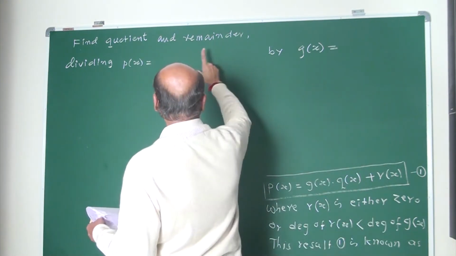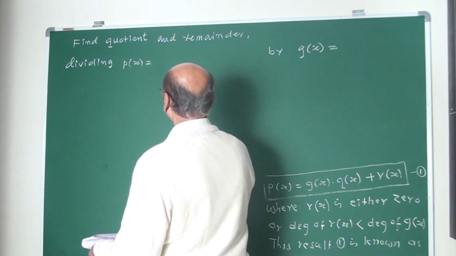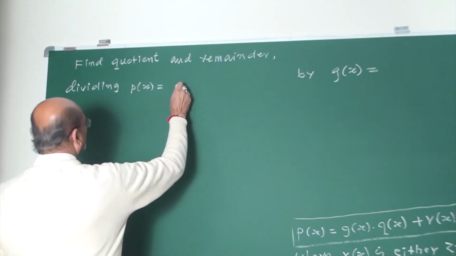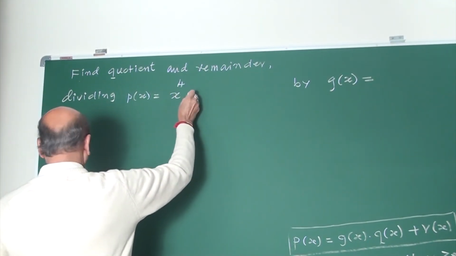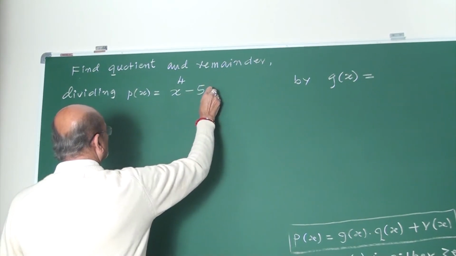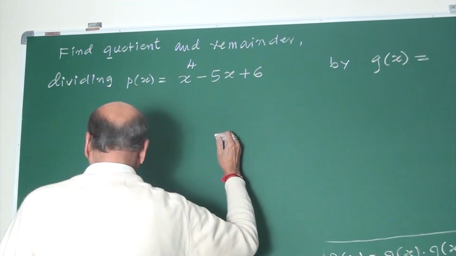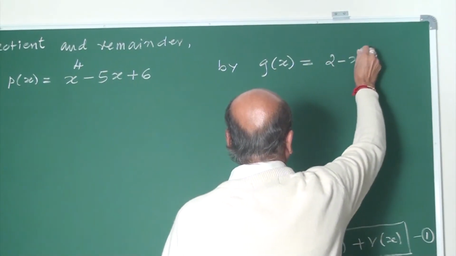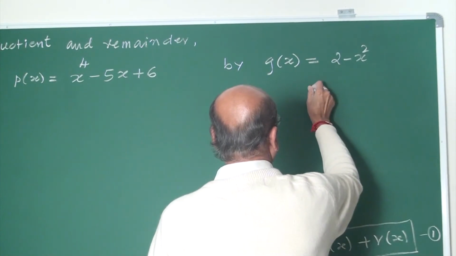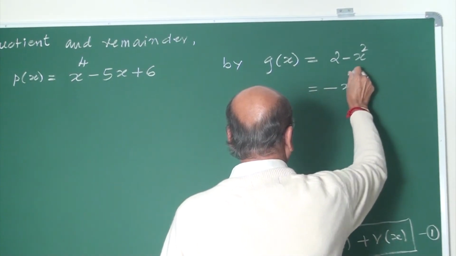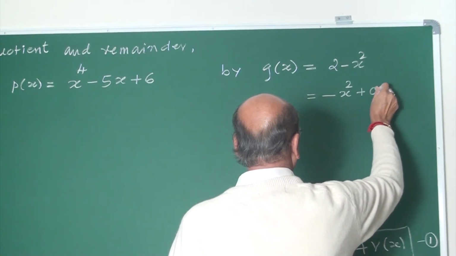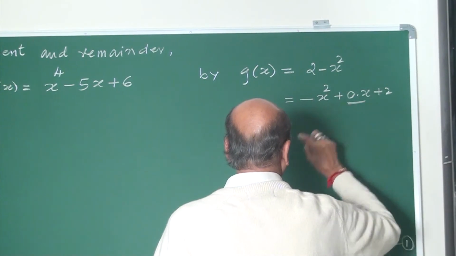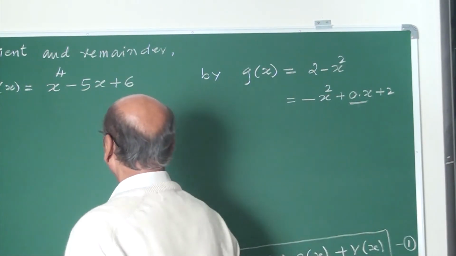Divide, find the quotient and remainder dividing the polynomial p(x) equal to x to the power 4 minus 5x plus 6 by g(x) equal to 2 minus x squared. Yes, my friends, you have to write this in decreasing order: minus x squared, there is no x term, so 0 into x, plus 2. Actually, in this, it is not necessary.